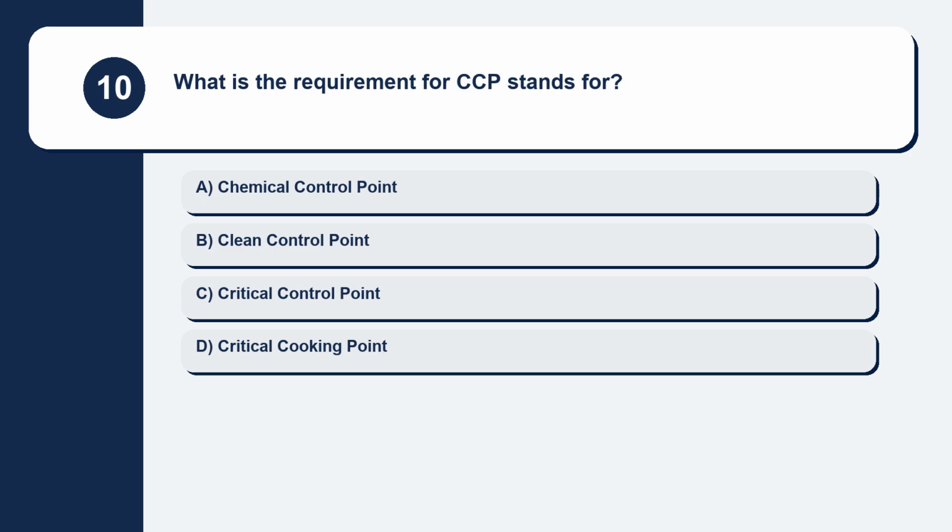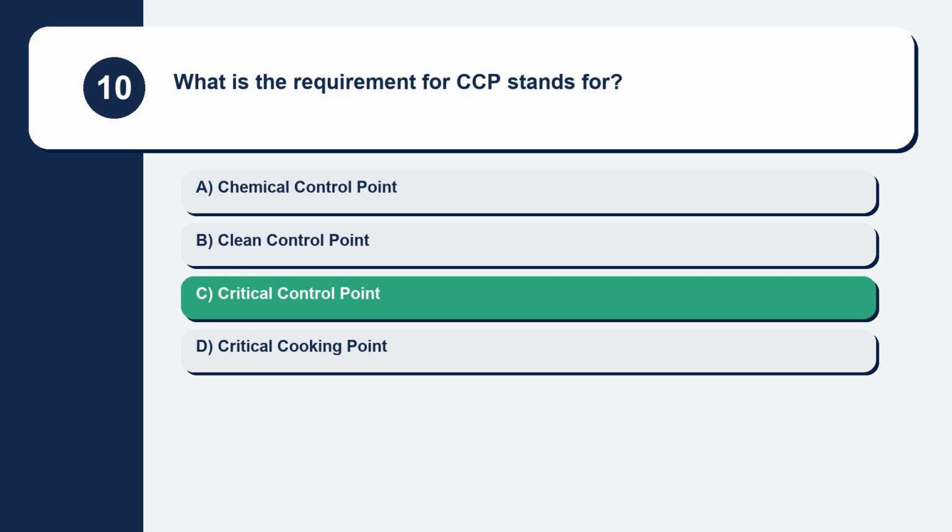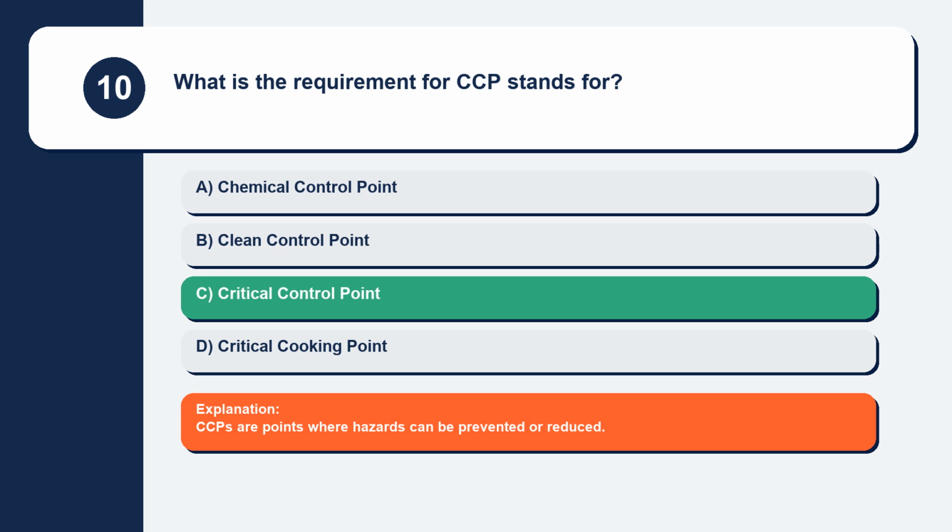Question 10. What does CCP stand for? Chemical control point, clean control point, critical control point, critical cooking point. CCPs are points where hazards can be prevented or reduced.